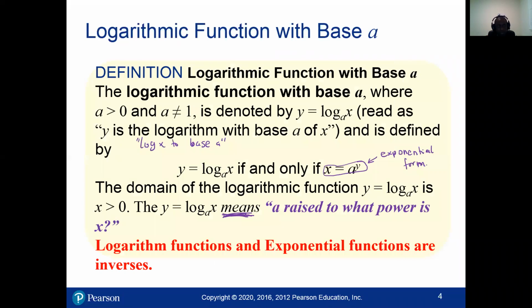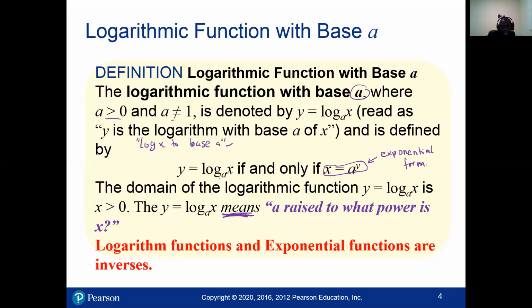All right, so here is a definition. A log function with a base a, where a is greater than 0 and is not equal to 1, is denoted by y is equal to log x to the base a. And it's read as y is the logarithm with base a of x. Or simply we can say log x to the base a.